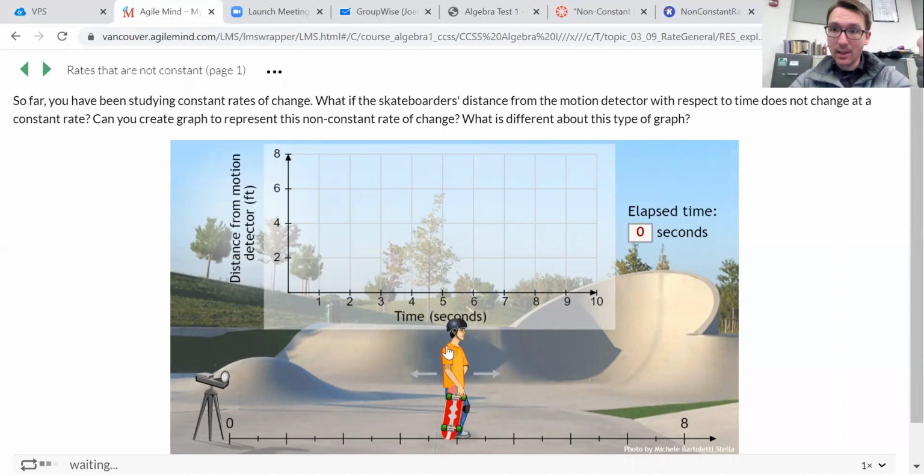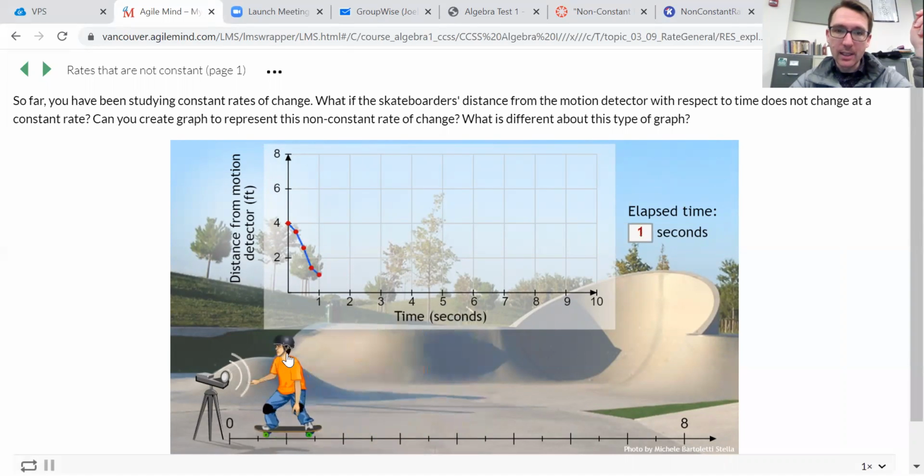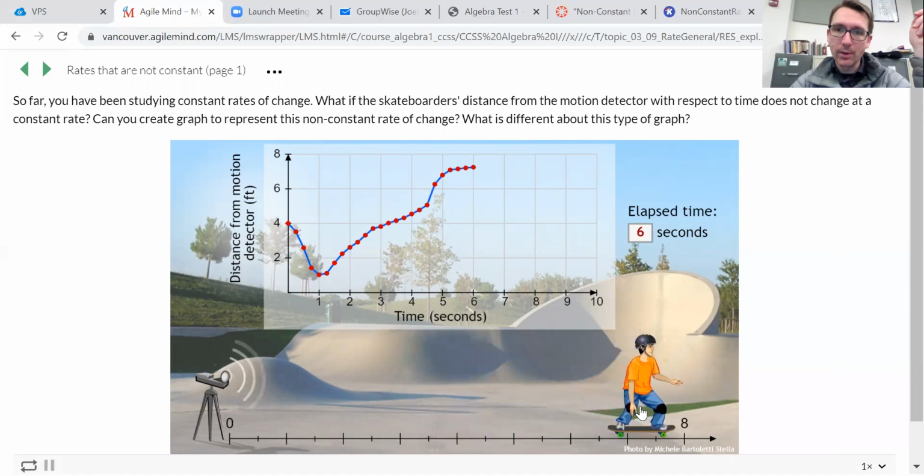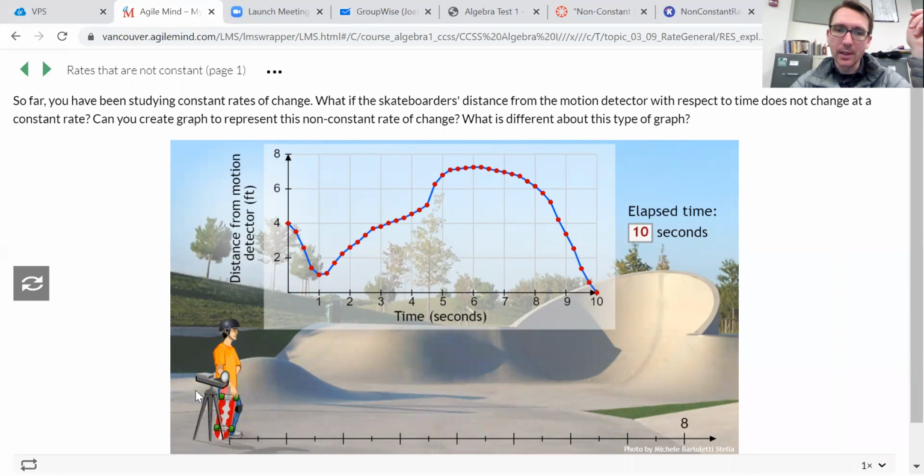Okay, we're back at this. I can't remember the skateboarder's name. Does it tell us? It doesn't. Oh, well, we'll just call him Fred. Fred is a skateboarder, and Fred skates back and forth, and we keep track of how far he is from the motion detector on the left side of the screen. And look at that. He starts 4 feet away. He moves until he's about 1 foot away. Then he goes farther away until he's just over 7 feet away. And then he comes back. He's moving slowly, and he moves faster and faster and faster toward the motion detector.